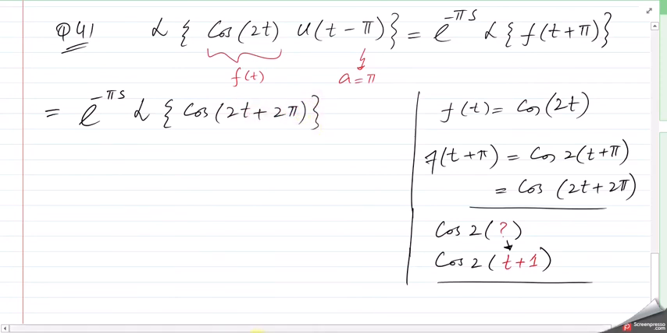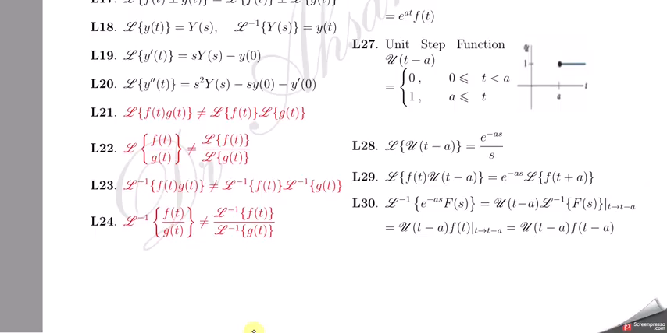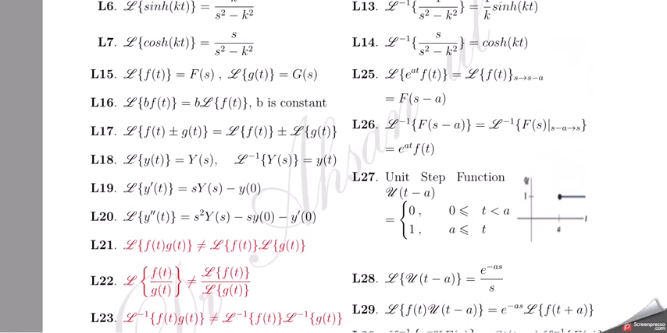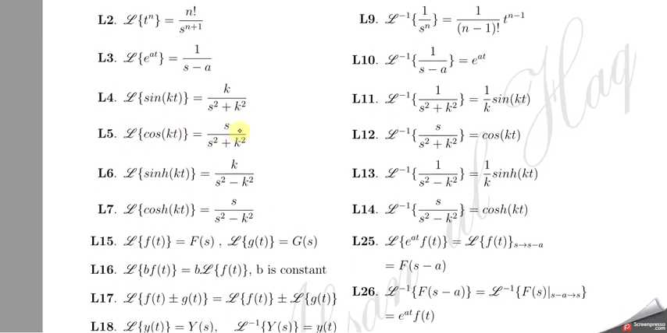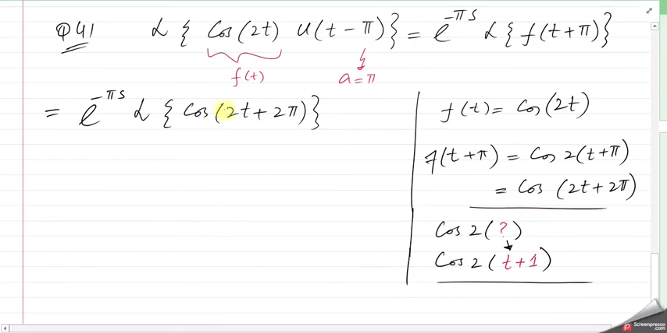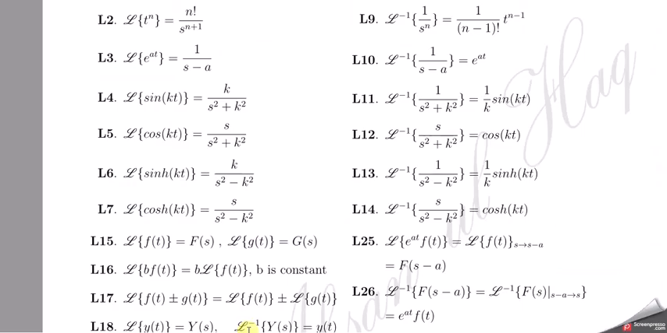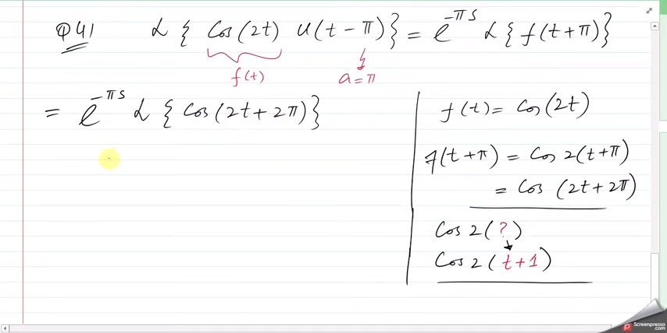Now the next problem, a little bit of a problem, is our formula for cos. Where is our formula for cos? Here is the formula for cos, this one. It is cos of kt, not cos of kt plus something. We have a situation of cos of 2t plus something. Okay? So our formula will not help directly. We have to expand this using trigonometric identities.